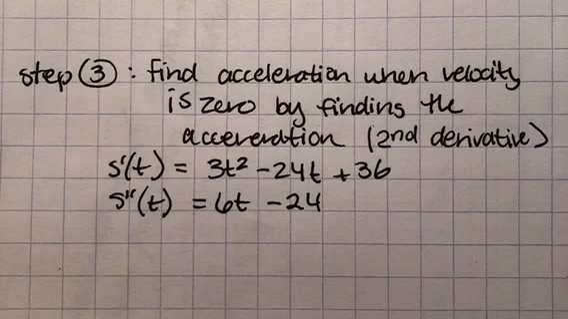Step 3 is finding the acceleration when the velocity is 0. So we do this by finding the second derivative, because that's going to give us the acceleration. So you have s prime of t equals 3t squared minus 24t plus 36. So you apply the same rules. You bring the 2 down to the 3, so you get 6t minus 24, which is the second derivative, and that is going to help us find the acceleration when the velocity is at 0.